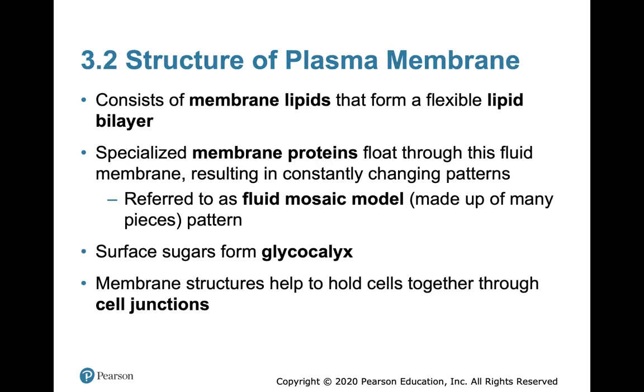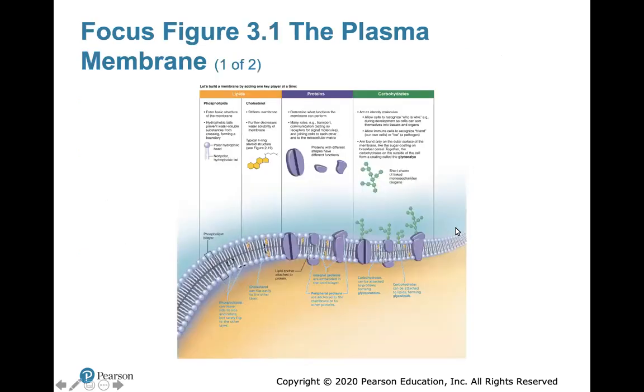The cell membrane consists of membrane lipids that form a flexible lipid bilayer. You have membrane proteins that float throughout this fluid, resulting in what we call a fluid mosaic model because it's constantly changing patterns. It's made up of many pieces. You have surface sugars that form the glycocalyx of the membrane, and membrane structures help to hold cells together through cell junctions. So this is a look at the lipid bilayer plasma membrane. You have different carbohydrates, proteins, lipids. Take a minute to pause and read through this to review the lipid bilayer membrane of the cell.